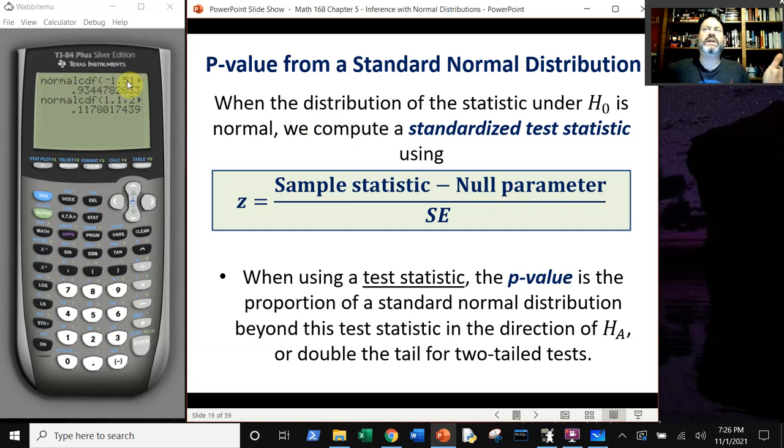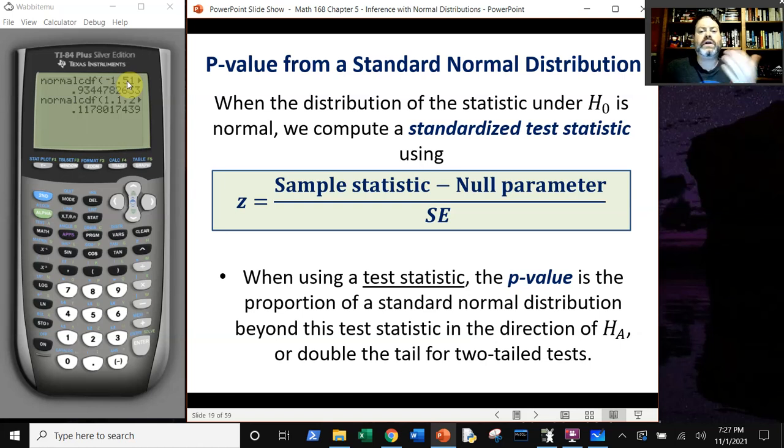So we've already done the calculator and StatKey part. The only other thing you need to do is compute this stuff by hand. And as you can see, it's not an extremely tedious calculation because you're given everything in these problems. You might have to compute the sample statistic by hand, but that's okay. But you have to be given the null parameter and you have to be given the standard error or you can't do it.